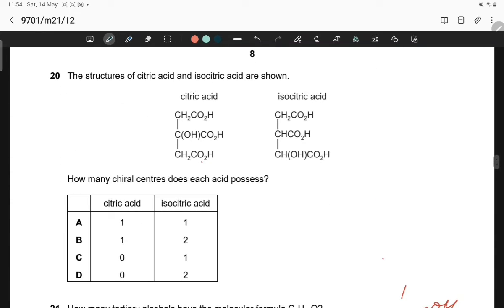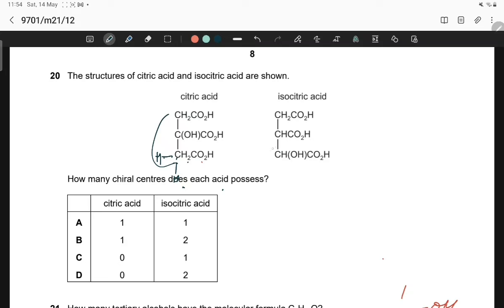The structures of citric acid and isocitric acid are shown. How many chiral centers does each have? A chiral center in organic compounds is a carbon that must be surrounded by 4 different groups. So let's see. Carbon CH2 is the same, so this carbon with H2 is not a different group. So in citric acid there is no chiral carbon, 0 chiral carbon.